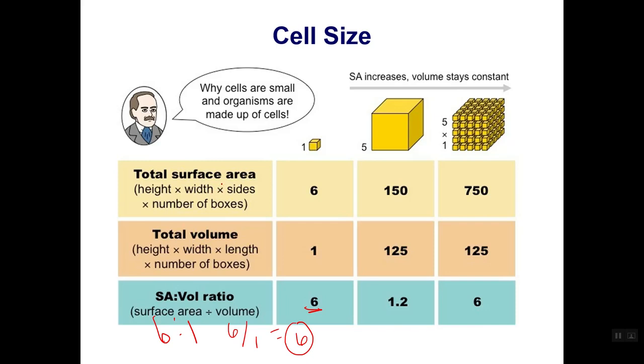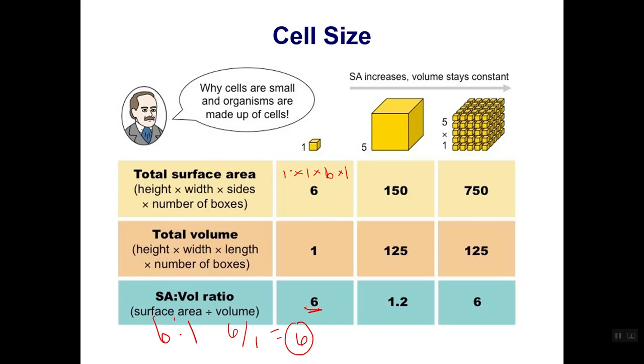So let's calculate the total surface area, volume, and ratio for each one. So this one, the total surface area for this guy is going to be calculated by height times width times the number of sides times the number of boxes. So to get that, we have 1 times 1 times 6, because that's the number of sides, times 1.